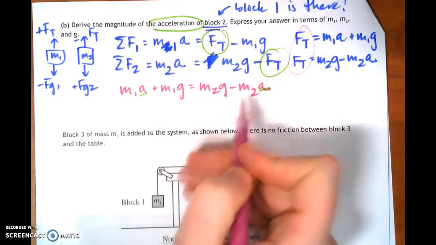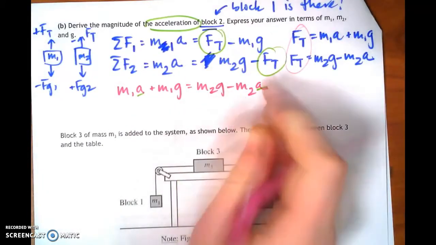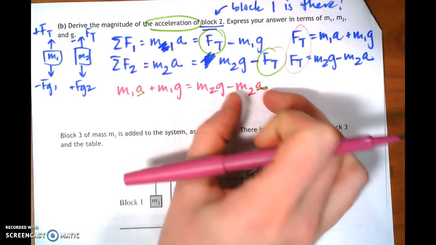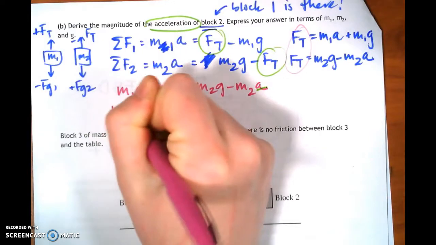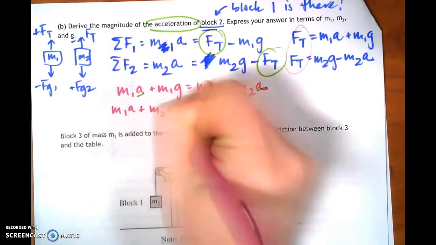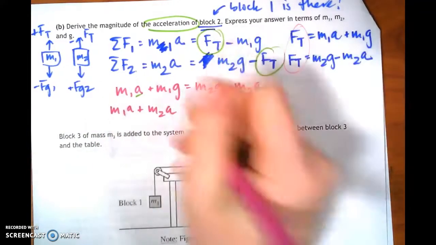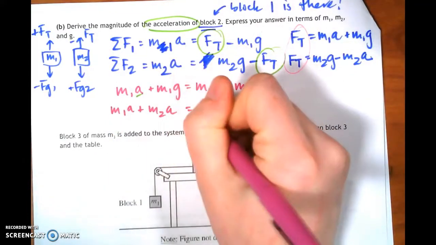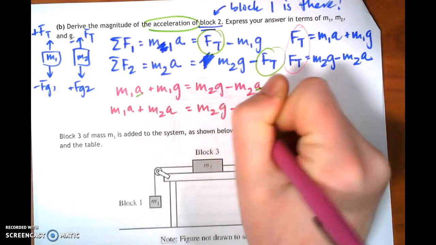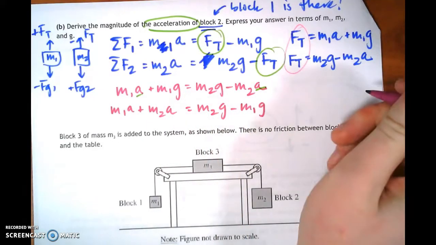So I'm going to rearrange this so that I have all of my a's on one side. So I'm going to add m2a over here. So I've got m1a plus m2a. And I want to get all my g's on the other side. So I'm going to subtract m1g right here from the other side. m2g minus m1g. With me so far?